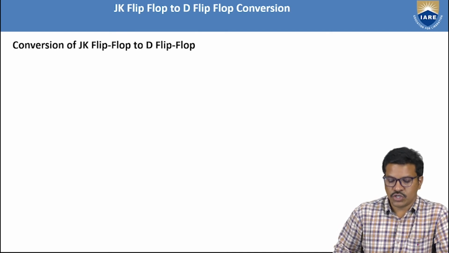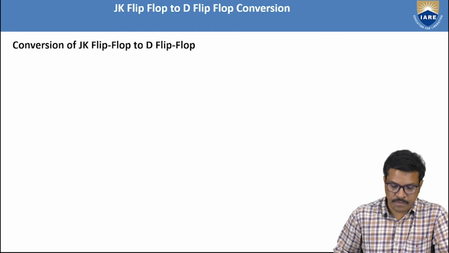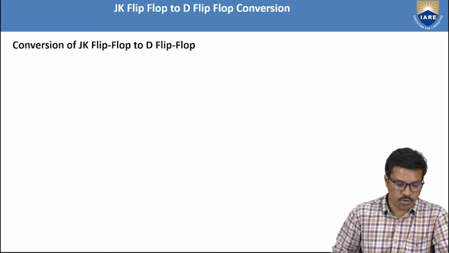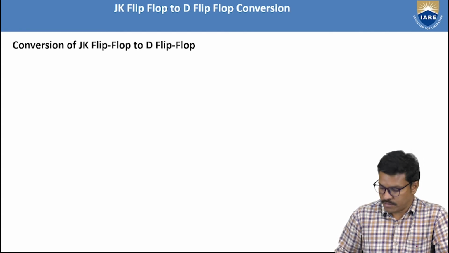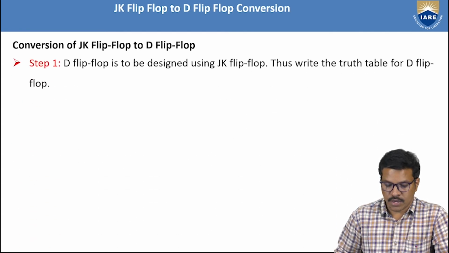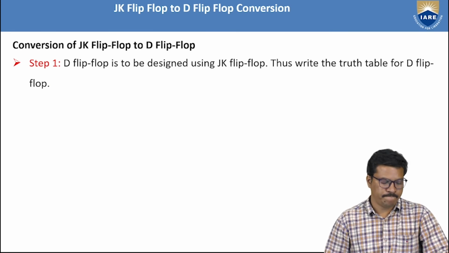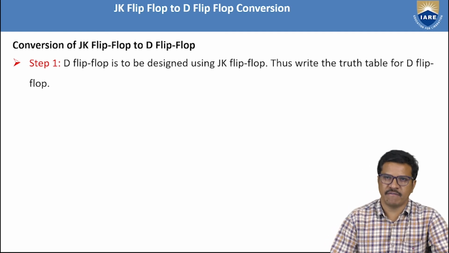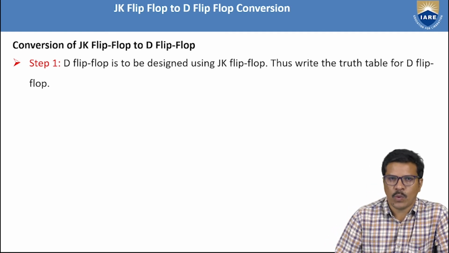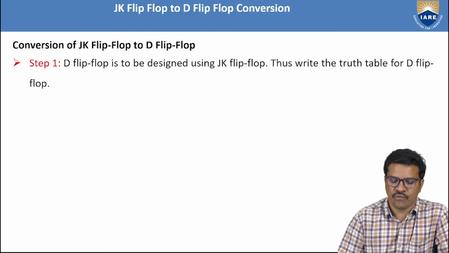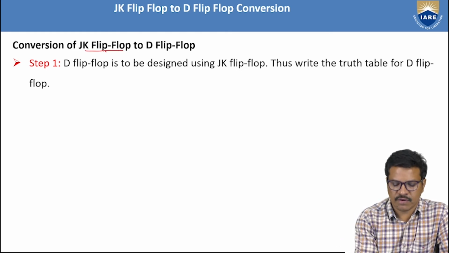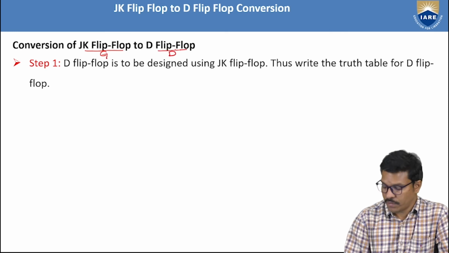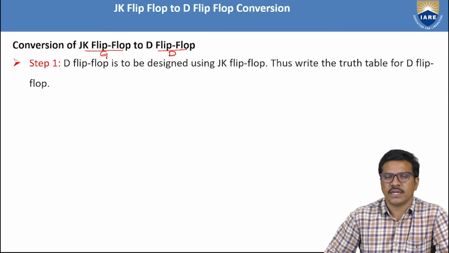For example, JK to D flip-flop. Let us take one more conversion. We will get this. Step 1. This is the D flip-flop that is to be designed using the JK flip-flop. Very simple. What is the given flip-flop? What is the desired flip-flop? JK is the given flip-flop, and D flip-flop is the desired flip-flop. So let us see the conversion step by step.